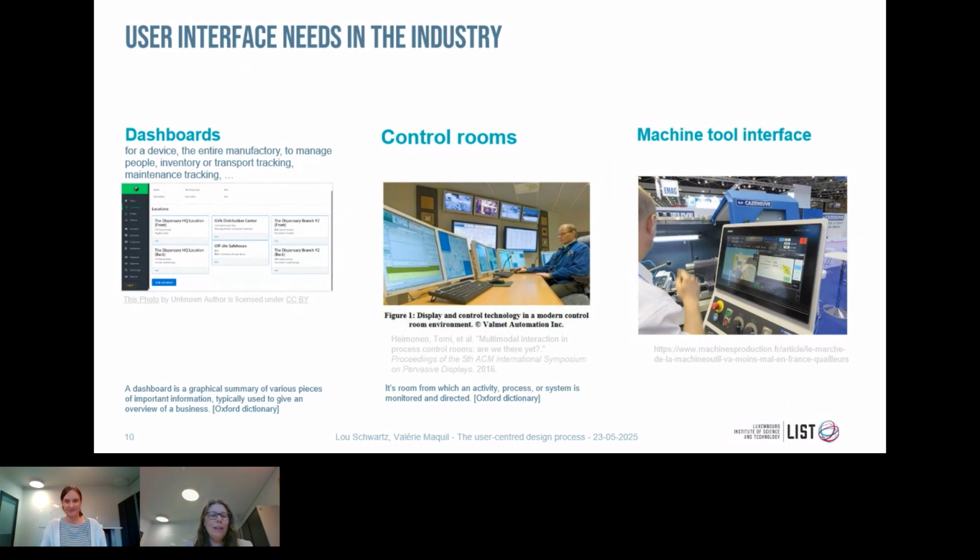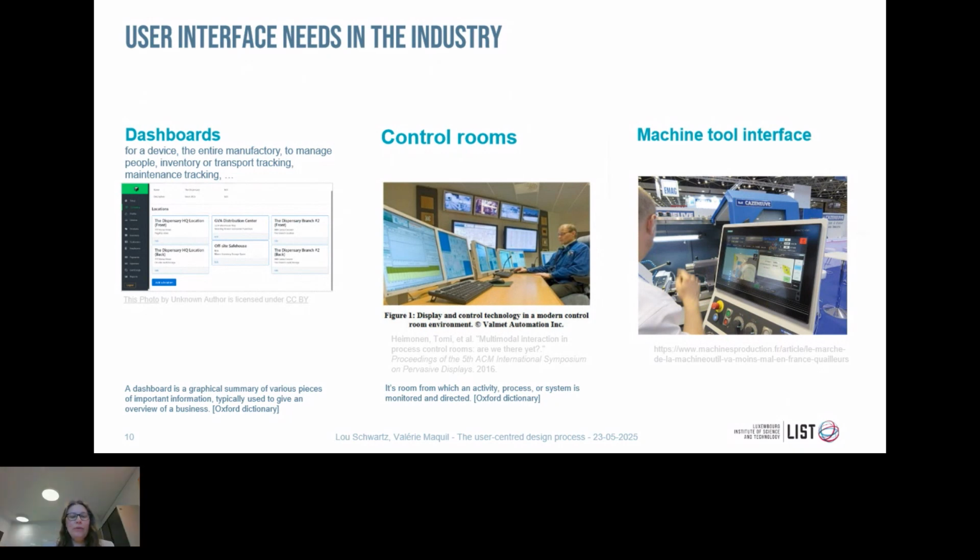So first, we list some uses of user interfaces in the industry. First of all, dashboards are largely used. A dashboard displays indicators to give an overview of something, a device, a machine tool, or even people, to identify issues and what is running well. It can be in real time or not. Then the control room, where decisions are made and actions taken to solve problems in real time. And nowadays, most machine tools have a digital user interface.